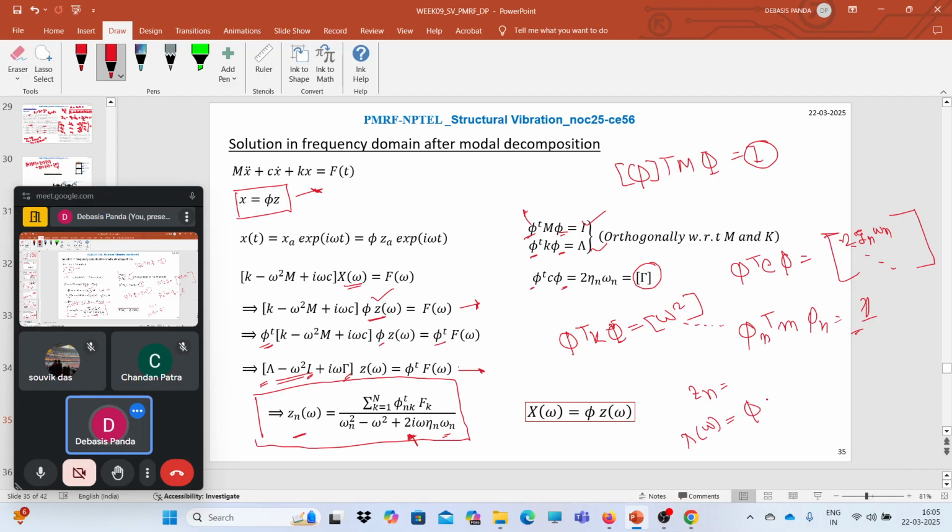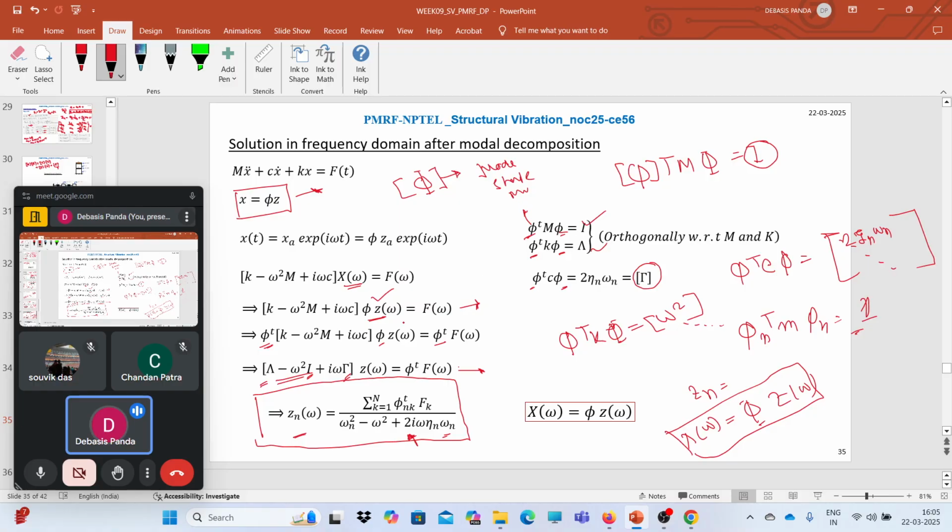Now once you have the zn values, you can easily find out that X(omega) will be nothing but Φ. This is big Φ, all are big Φ's, okay? That means the modal matrix or the mode shape matrix, not only the mode shapes, they are vectors, right? So once we have all the zn in the frequency domain, we can find Φ times Z(omega). This will be the response in the frequency domain.